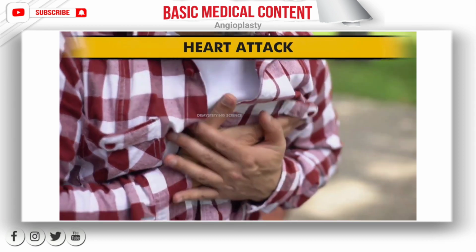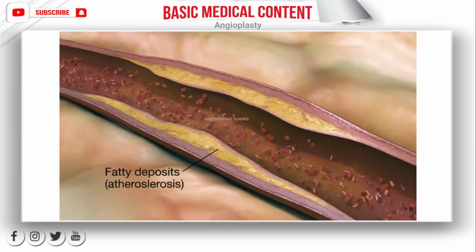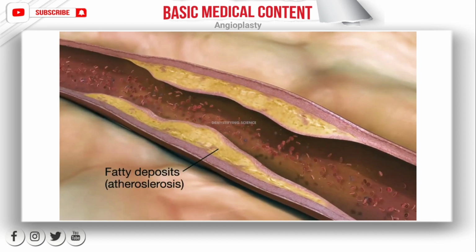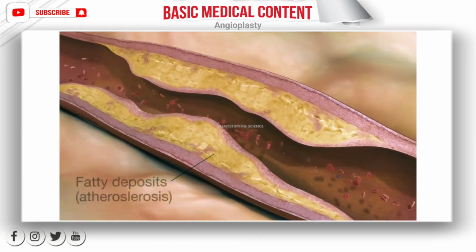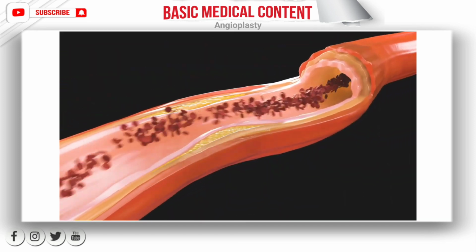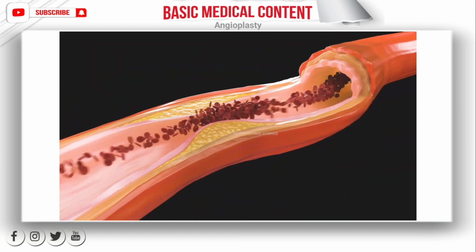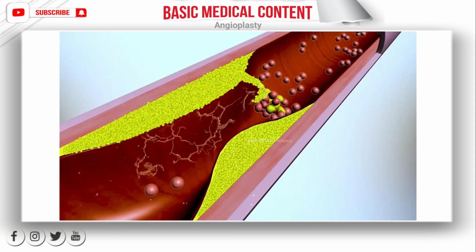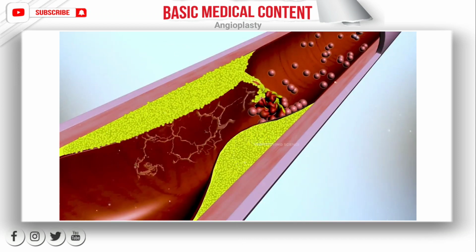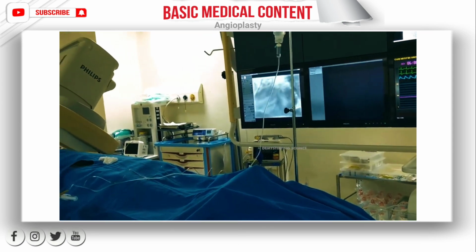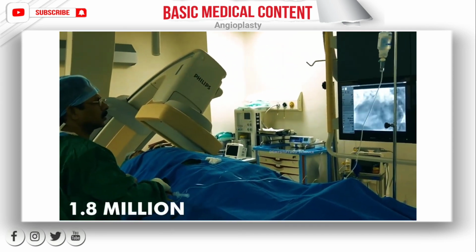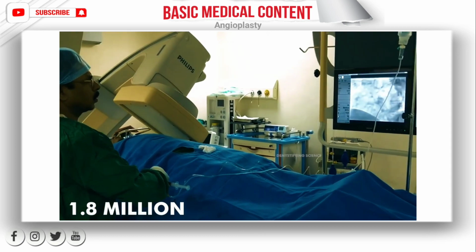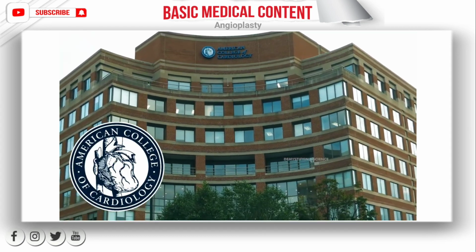In these conditions, there is a buildup of plaque, or atherosclerosis, on the walls of the arteries. As plaque accumulates, the arteries narrow and can become blocked. In a heart attack, the plaque may rupture, leading to a clot that stops blood flow. Doctors perform more than 1.8 million angioplasties a year in the United States, according to the American College of Cardiology.